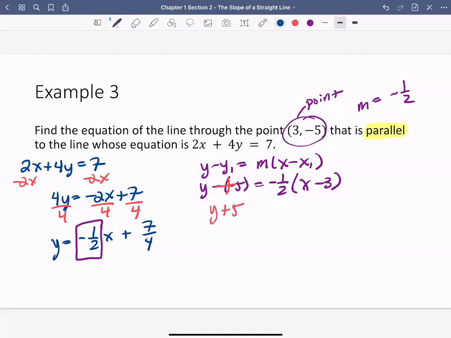Again, I should have said put in slope-intercept form. Your text will say standard form. So now we're putting it in slope-intercept form. Equal to, I'll distribute that -1/2, so I get -1/2 x, and I get plus 3/2.